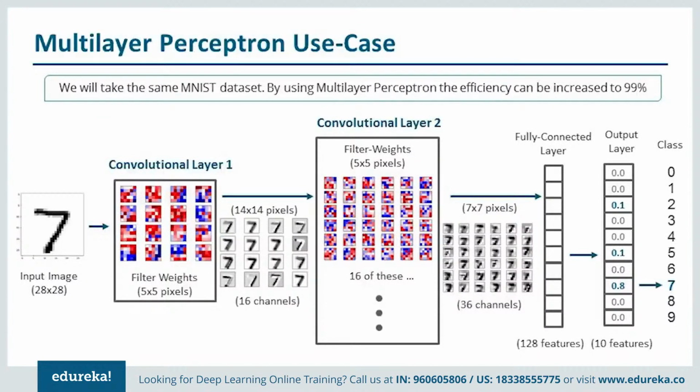Now the resulting images are downsampled again to 7 cross 7 pixels. The output of the second convolutional layer is 36 images of 7 cross 7 pixels each. These are then flattened to a single vector of length 7 cross 7 cross 36, which is 1764, which is used as the input to a fully connected layer with 128 neurons. And this feeds into another fully connected layer with 10 neurons, one for each of the classes, which is used to determine the class of the image, that is, which number is depicted in the image.